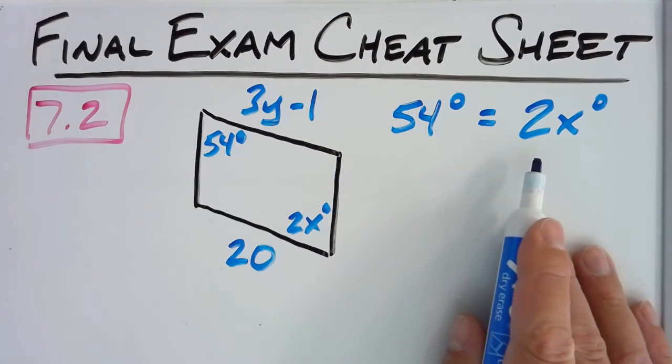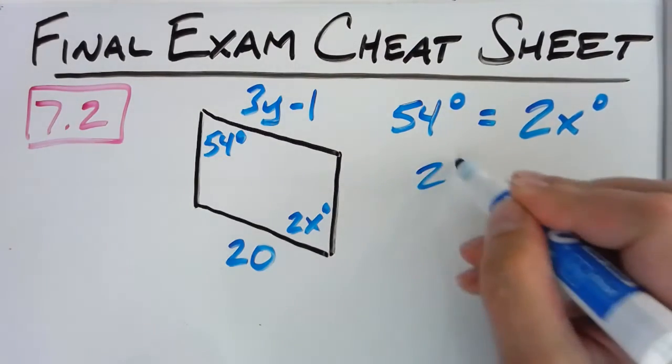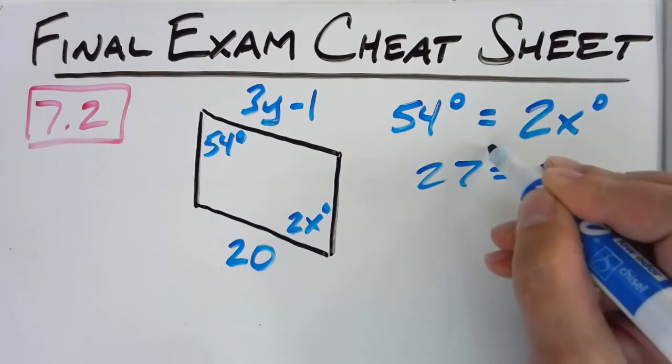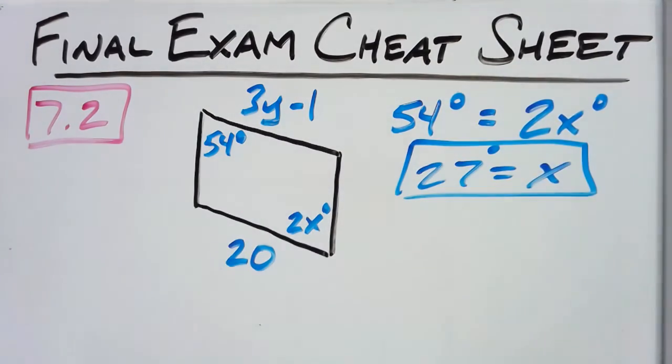At this point, I have a simple equation. Divide both sides by 2. X here is 27 degrees. Variable 1 solved for.